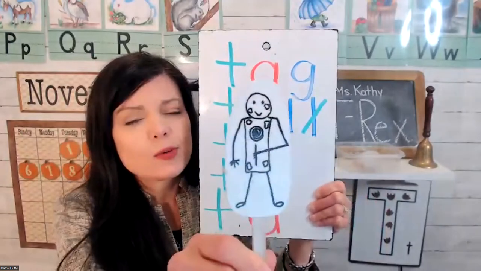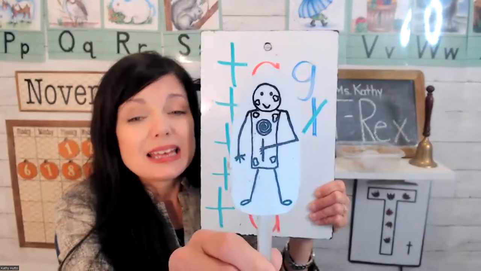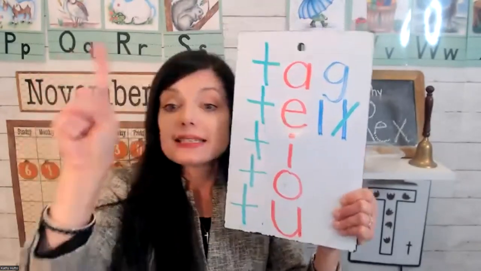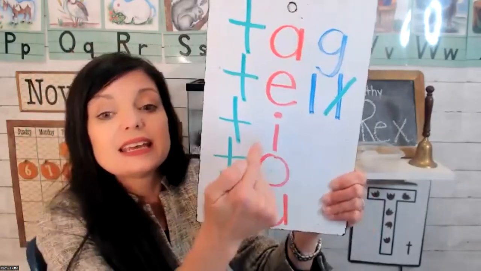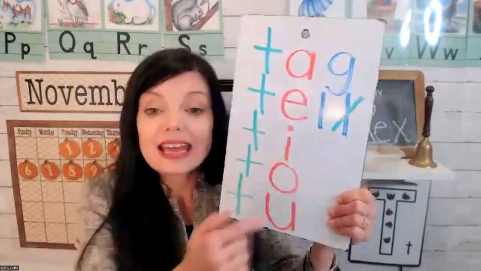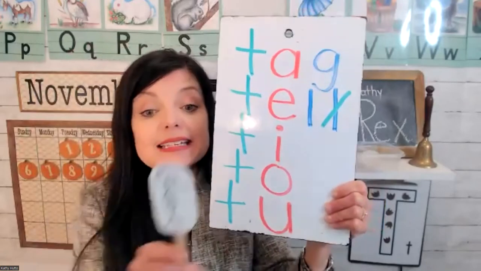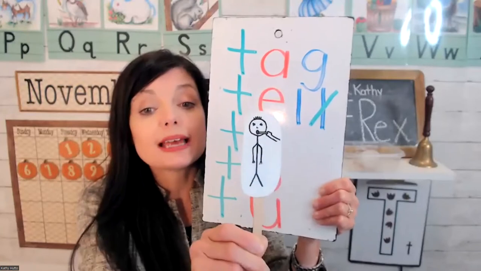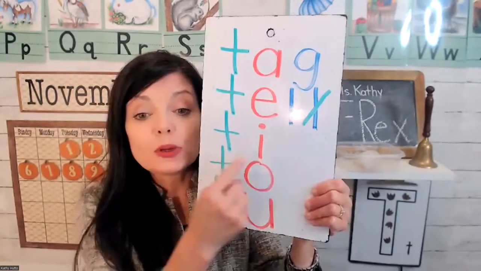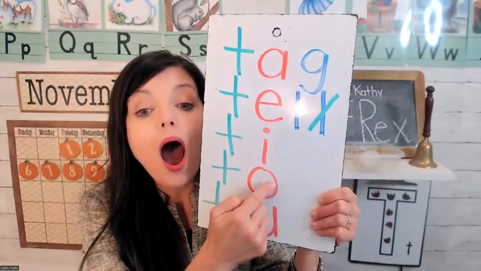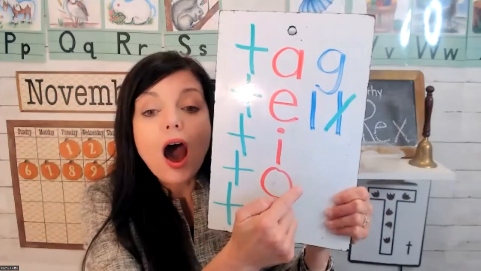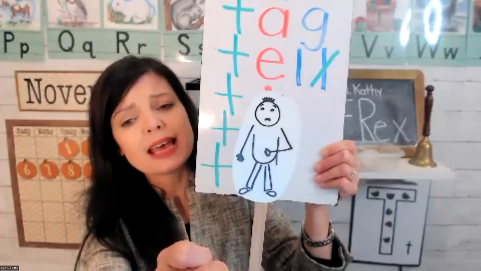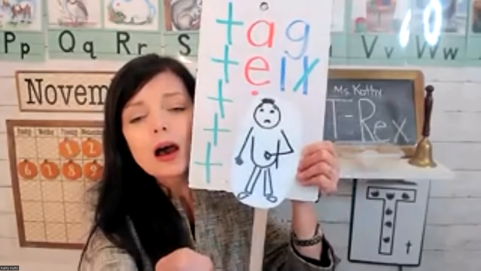Next is T with letter I. And what does letter I say? Like an icky sticky lollipop. So let's put these sounds together. Like tick tock. Next is T with letter O, and what does O sound like? O says ah, at the doctor. So let's put those sounds together. Like tick, tock. Last is T with letter U, and U as in tummy ache. Okay, let's blend.